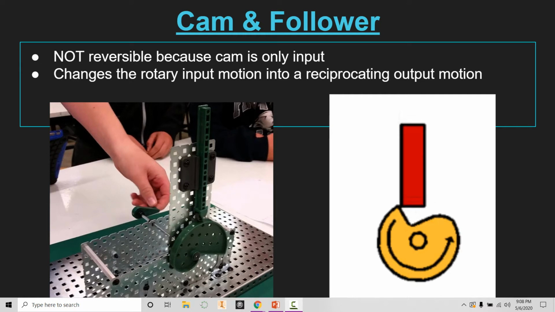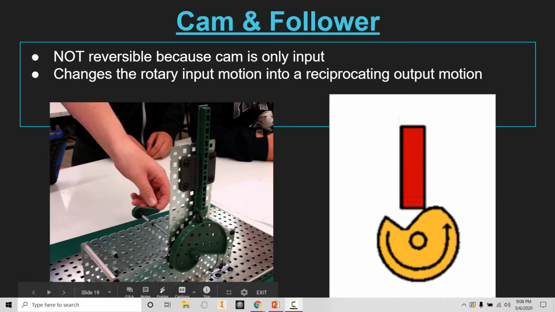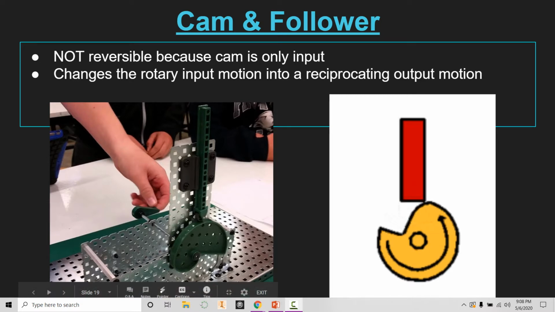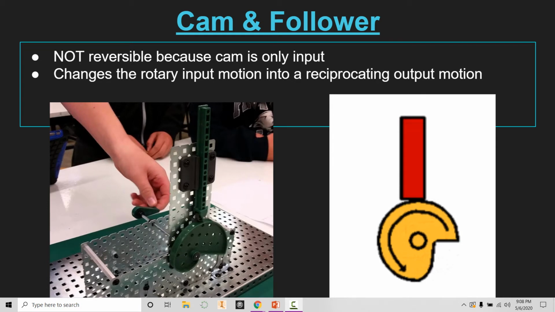So let's take a look at what the notes are we have for this one. So this one is not a reversible system because the cam is the only place for the input. And if you see in my diagram here on the left, where the person's hand is holding on, this is the only shaft that you would be able to turn. And that is the only place that you could have the input. So for this one, our input and output can't be reversed. We only have one possible input here because there's nothing connected to our follower piece, so we can't use that to get our system started.